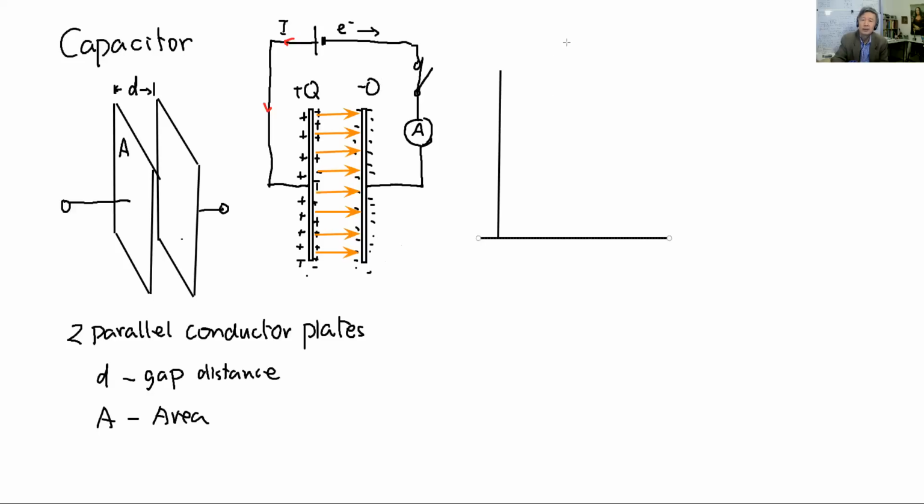The current will increase and then decrease. So if you draw this, this is a time dependent diagram. This is T, and this is the current. The current is a function of time. So very quickly at 0, we switch on, and the current will increase and decrease, and you settle down.